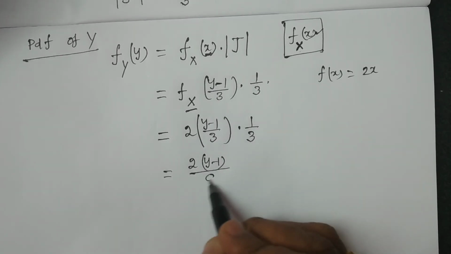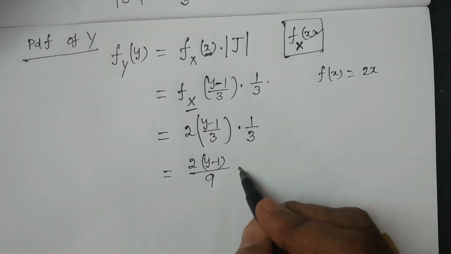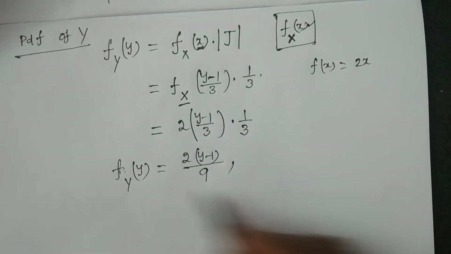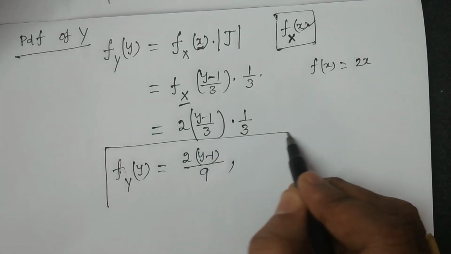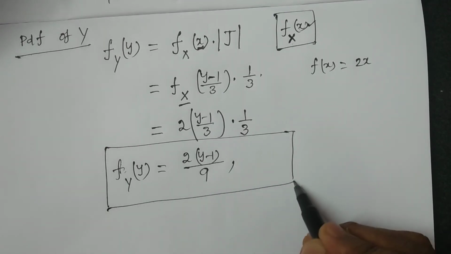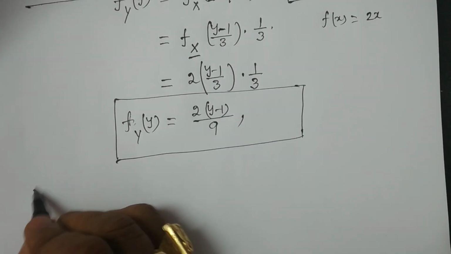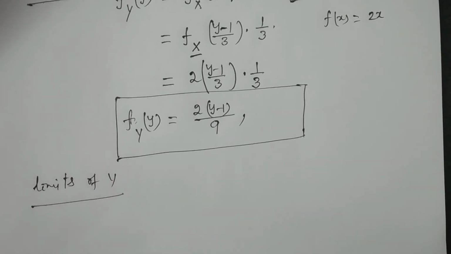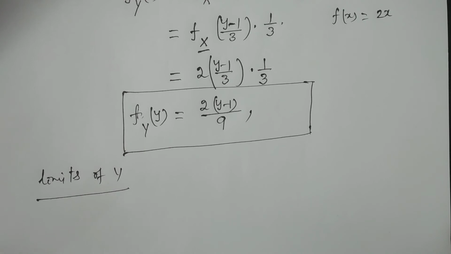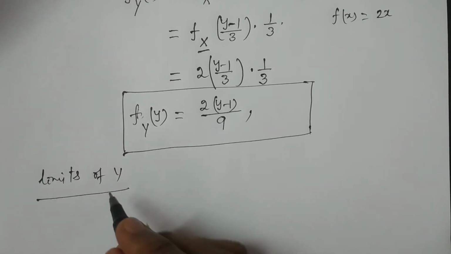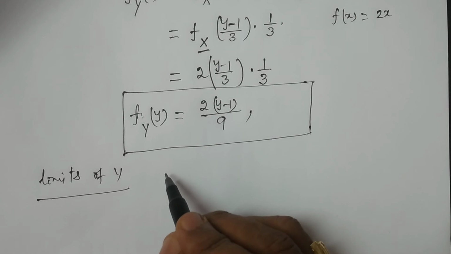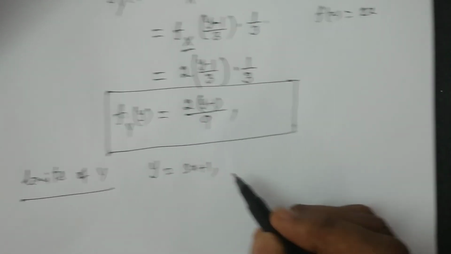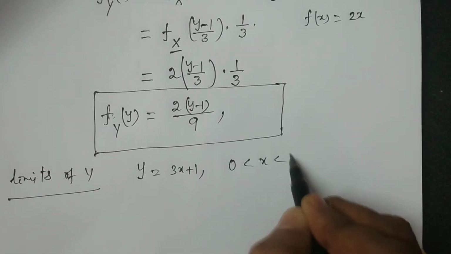3 into 3, 9. 2 by 9 into (y minus 1). But what are the limits? This is the probability density function of y, but you must calculate the limits. Then another part is required to calculate: the limits of y. For this I'm recollecting the relation. First of all, y is equal to 3x plus 1, and the x limits are 0 to 1, that is 0 less than x less than 1.